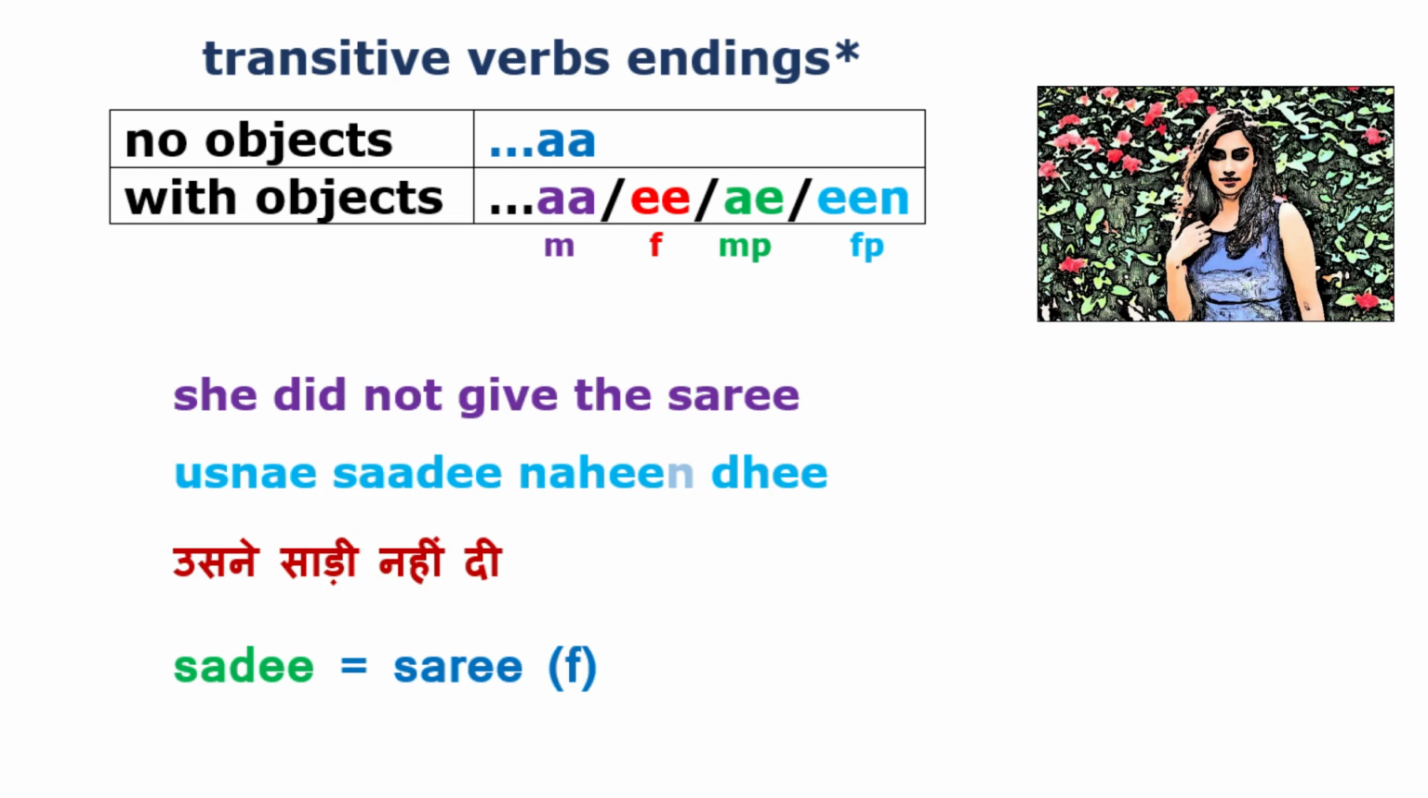She did not give the sari. उसने साड़ी नहीं दी. And dena is the verb meaning to give. And some of the words conjugate a little differently. You have to remember them. Dena is one such. It becomes di in feminine past tense. Because sari is feminine. Usne sari nahi di. She did not give the sari.